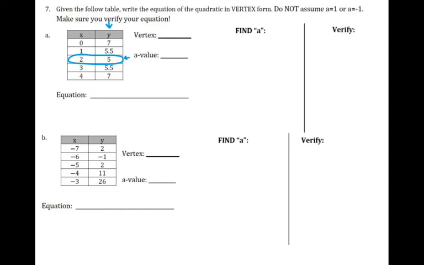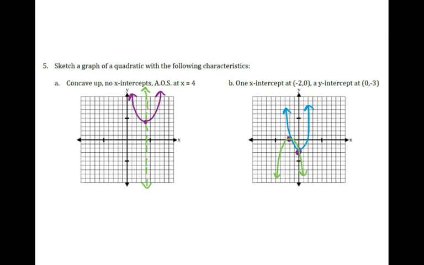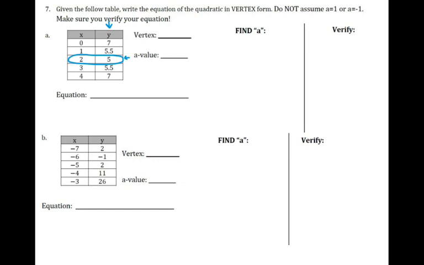Because if you look back at your graphs, let's look at this one, for letter B, if you'll notice these y values are exactly the same. Same thing when we go back to our tables. You can see that our y values ended up being the same. So our vertex was sandwiched in between the same values. So that's what you're looking for when you're trying to identify the vertex. So my vertex for letter A is at 2 and 5.